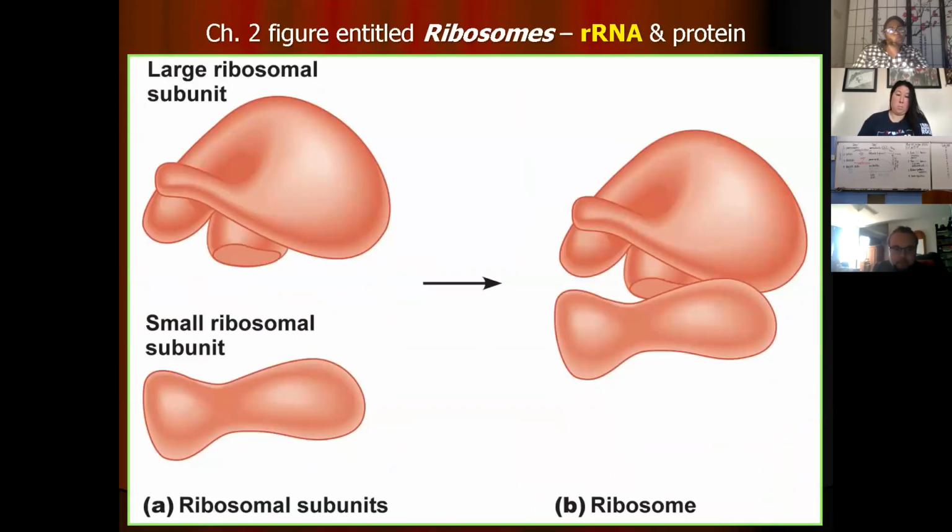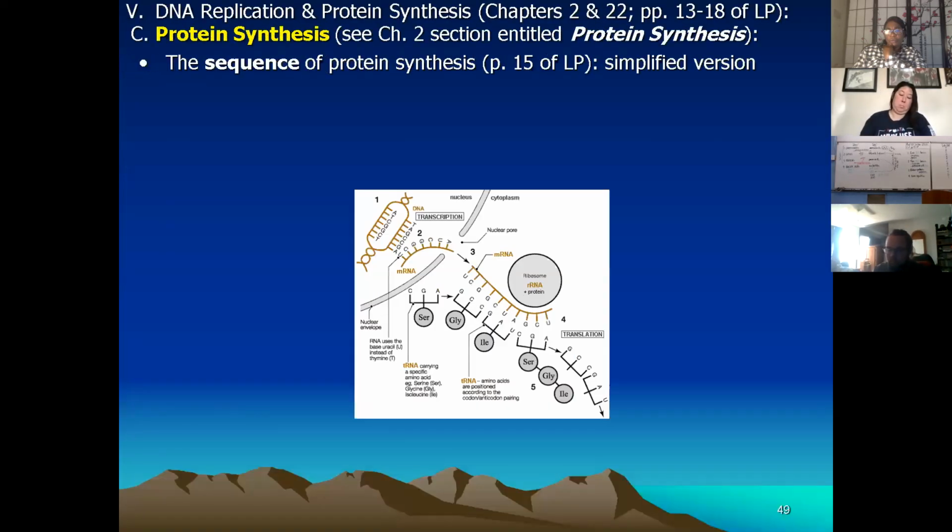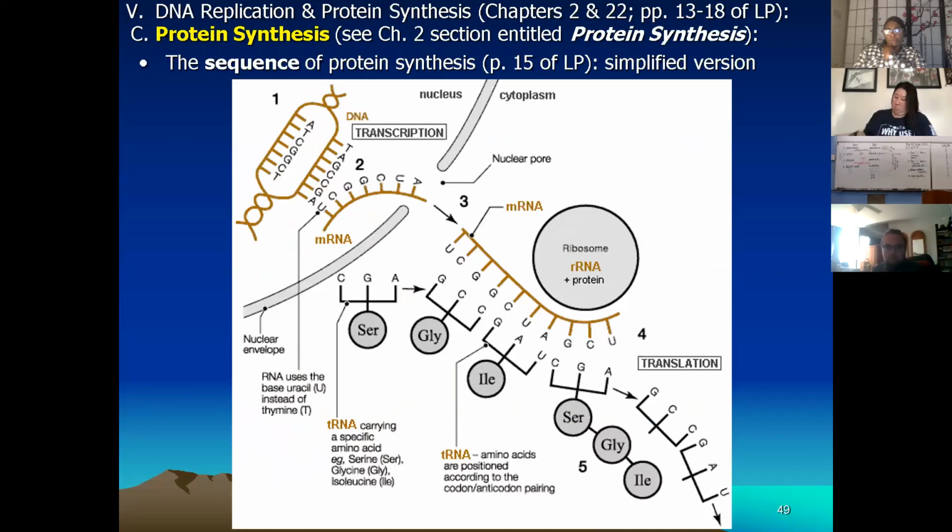And here's the 2 subunits, one large, one small. They have 2 binding sites on them that fit transfer RNAs. We'll talk about that later. And I don't know why they call it this, but the first one is the P site, and the second one is the A site. P and A. All right, so here's the overall figure for protein synthesis.